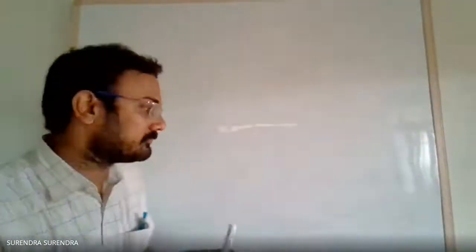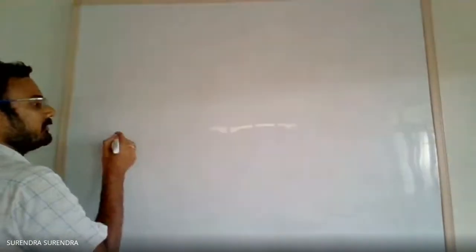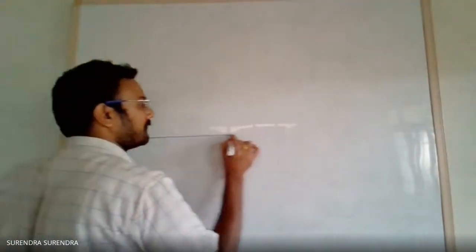So we can see the true shape in the top view, and while drawing the top view one more condition is given: one of the vertical faces is inclined at 40 degrees to the VP. So first, draw the XY line.